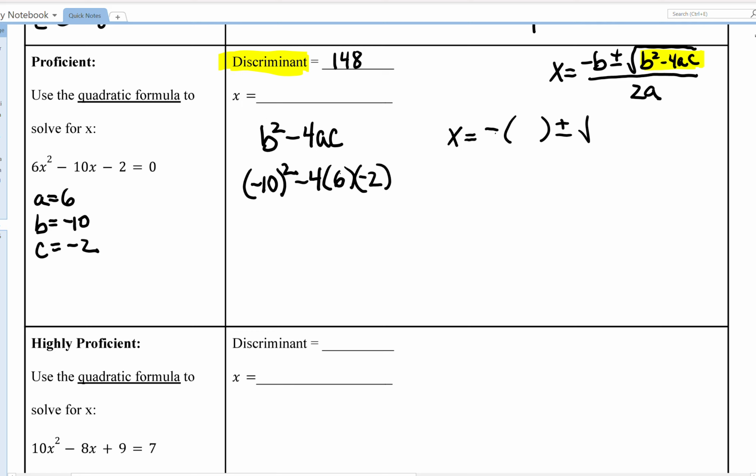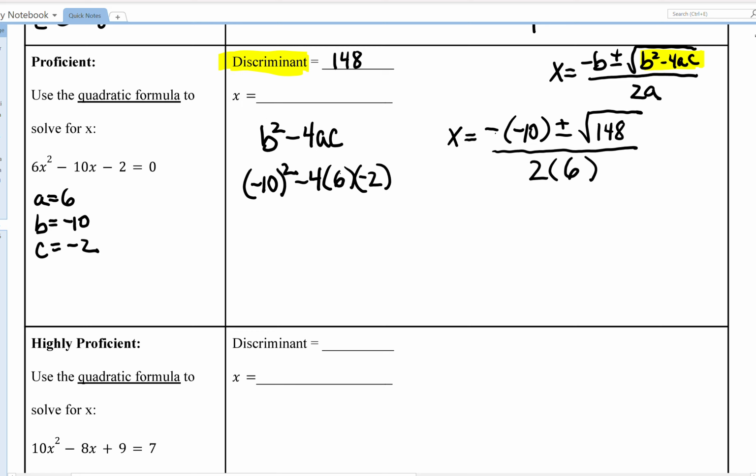Plus or minus the square root of blank, which is my discriminant, over 2 times a, which is my a value. So b is negative 10. I'm going to put in negative 10 plus or minus the square root of 148. And then 2 times a, and a is 6.